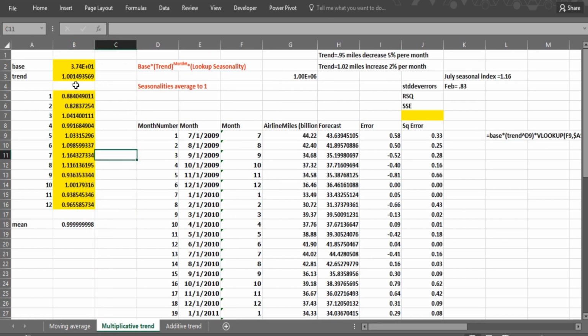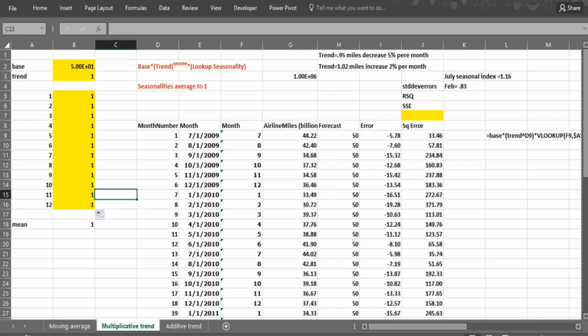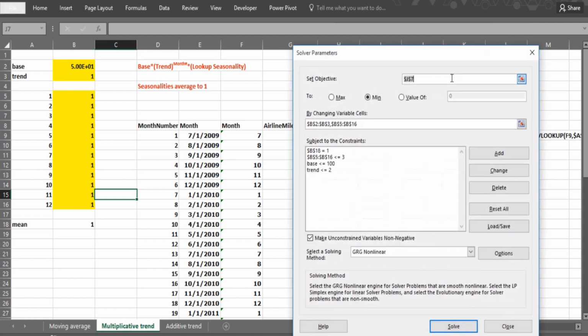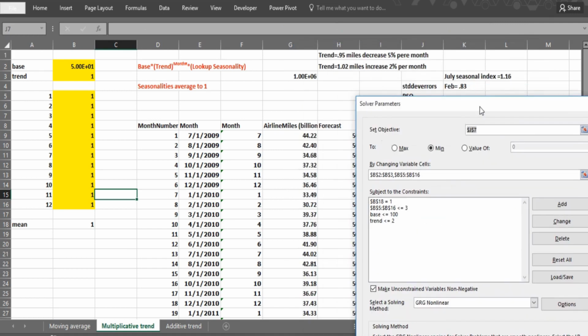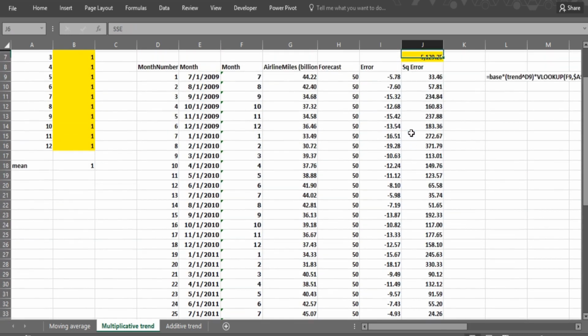Okay, so now let's change the numbers. Let's suppose the base is 50, there's no trend, and all the seasonal indices are 1, which would not be right. Now here we need the multi-start because we've got a pretty complicated multiplicative model raising things to powers. So we need bounds on the changing cells. We need the squared error first, and we'll minimize the sum of the squared errors. We'll see which forecast model, additive or multiplicative, is better.